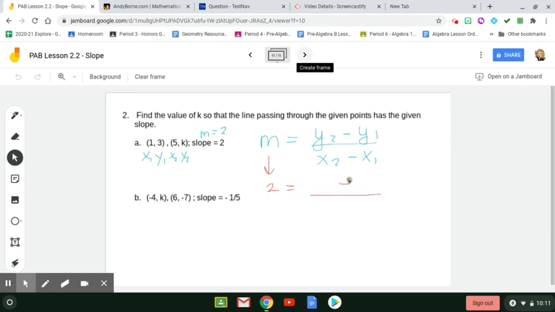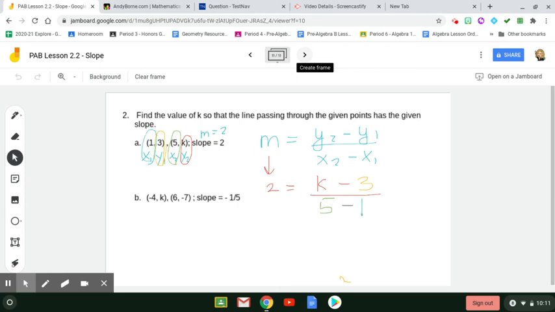Okay, I know y sub 2 is k. Y sub 1, let's see what that one is. Y sub 1 is 3. X sub 2 is 5. And x sub 1 is 1.